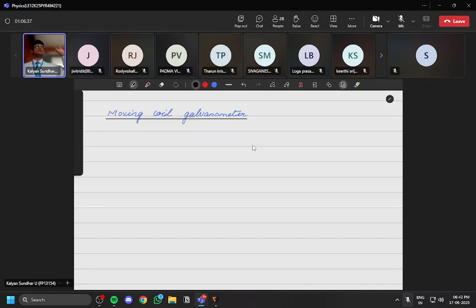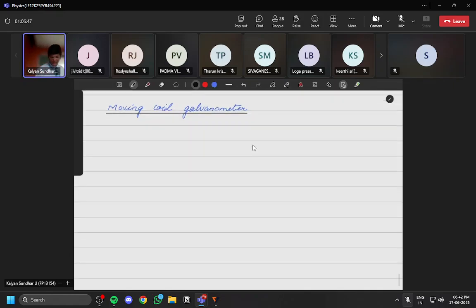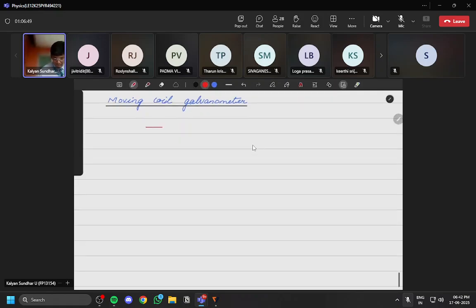And last time also I just gave an introduction. What do you mean by current sensitivity? What do you mean by voltage sensitivity? That is what we are going to see again here, right? So now let me give a diagram of it.